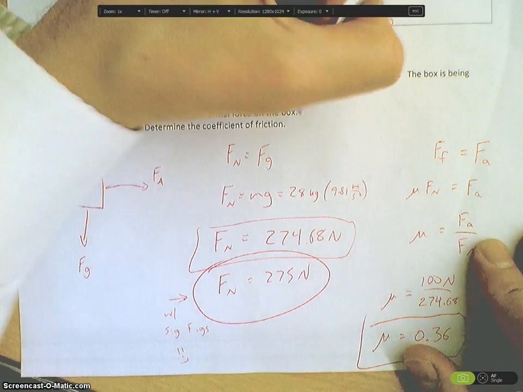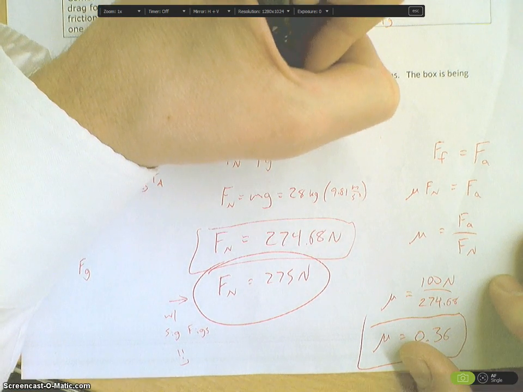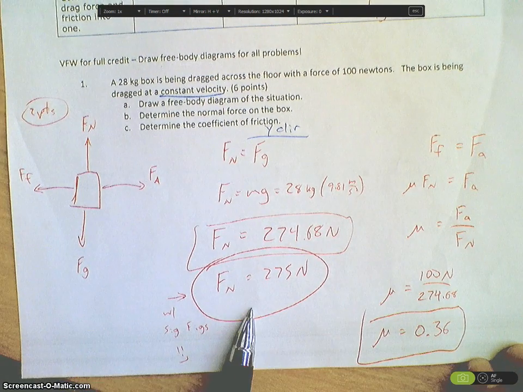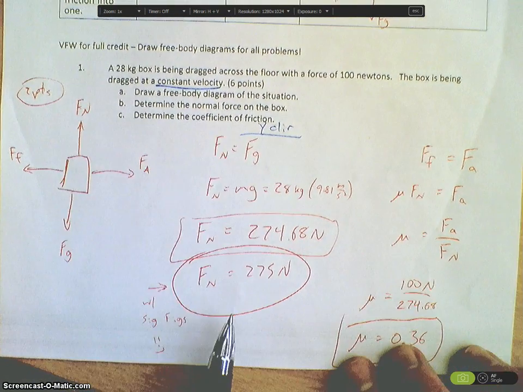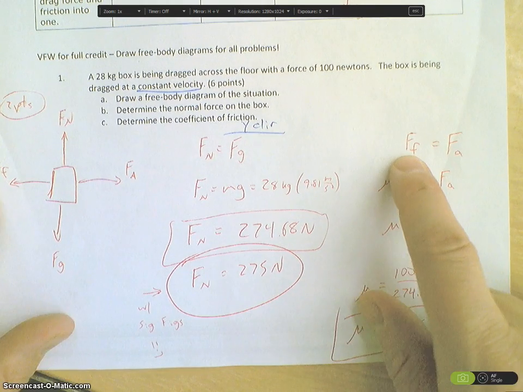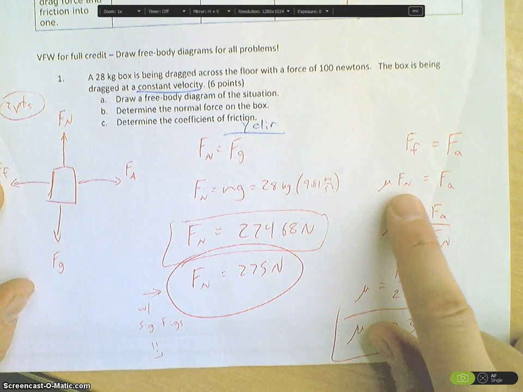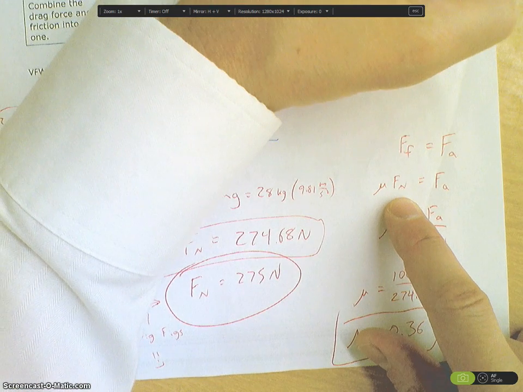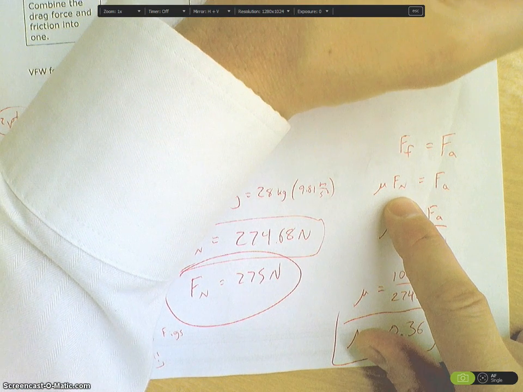So I analyze everything. First I do the y direction here to find out what the force normal is. The reason I start with the y direction is because I realize when I'm using force of friction, I'm going to be substituting mu force normal, since force of friction is equal to mu force normal.